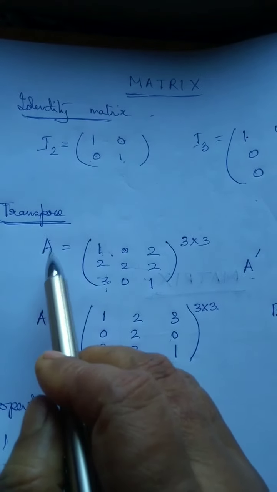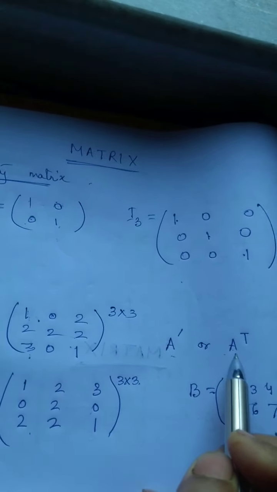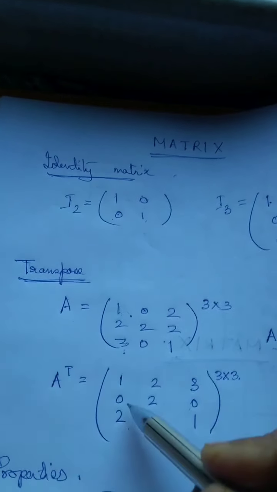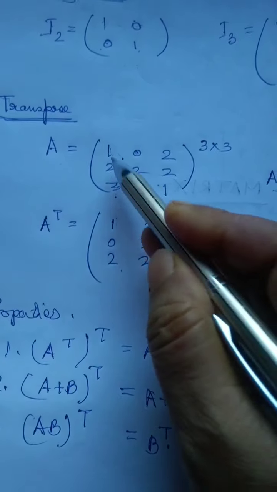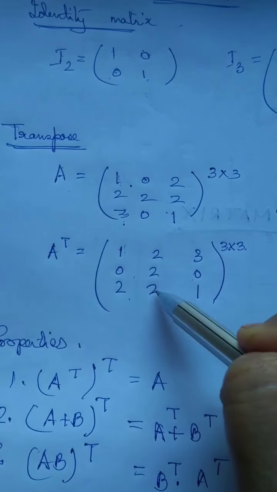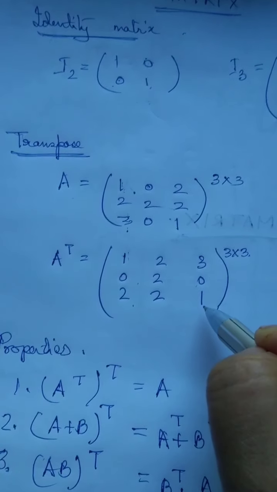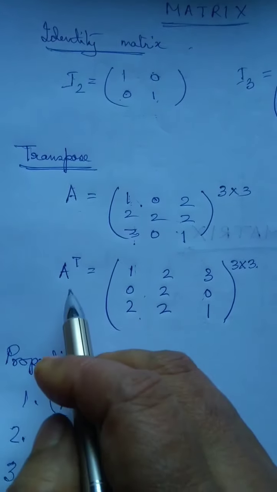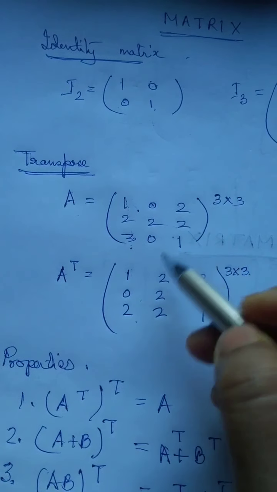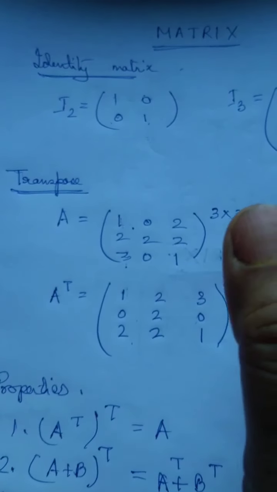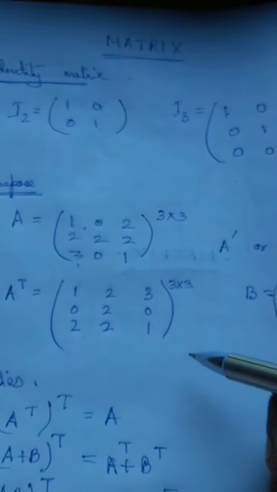Now, transpose of this matrix A, denoted by A prime or A superscript T, will be obtained if I write down the rows as the columns. Look here, the first row is written as the first column, the second row written as the second column, the third row written as the third column. This is how we obtain the transpose of a matrix. So transpose of a matrix is obtained when the rows and the columns are interchanged, or vice versa, when the columns and the rows are interchanged. We write down the columns as the rows.